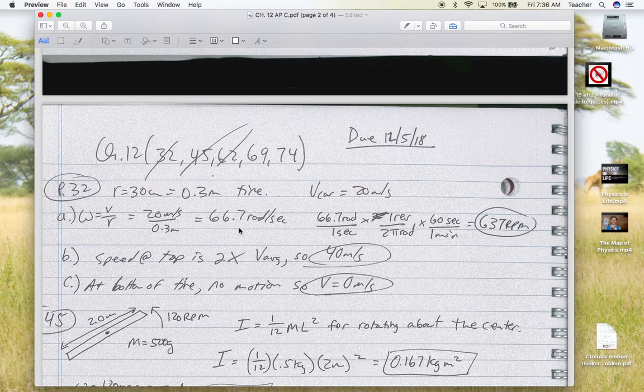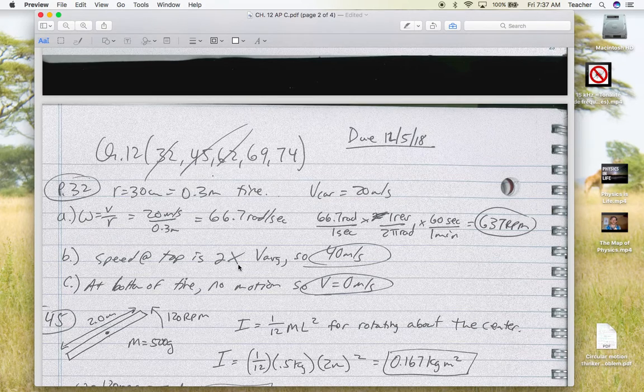So that's 66.7 radians per second, but it asks for it in RPM, so that's easy to convert. Radians per second. There's 60 seconds in a minute, and there's 2 pi radians in 1 revolution. So I just make sure that my units cancel out. Notice I show all these steps as you should with any conversion, or if you're doing corrections.